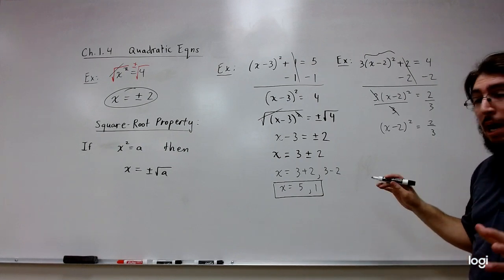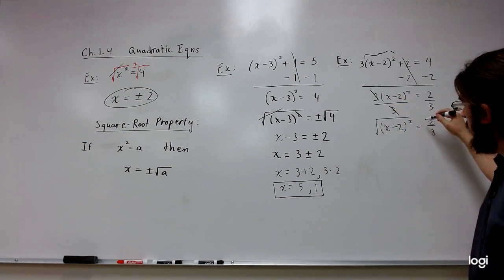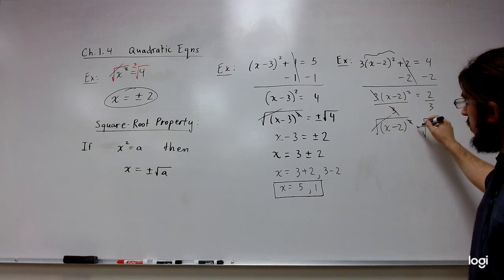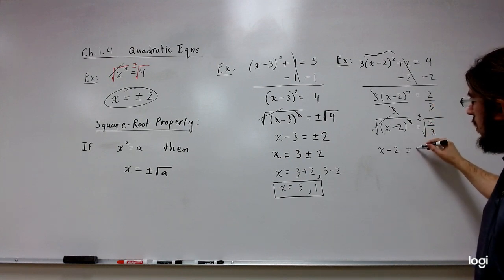Now what? Well, now we're going to square root. So we're going to square root both sides. On the left, they cancel out. On the right, we get a plus or minus. So that's x minus 2 is equal to plus or minus.